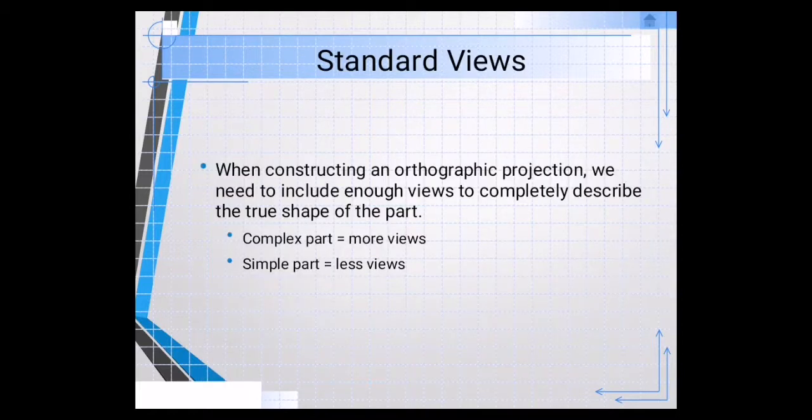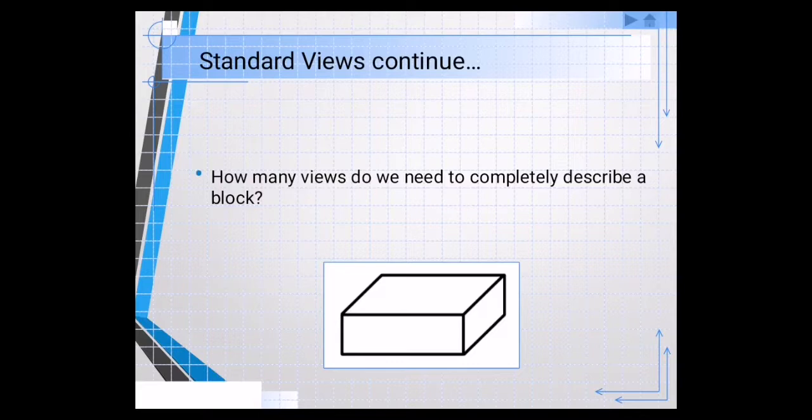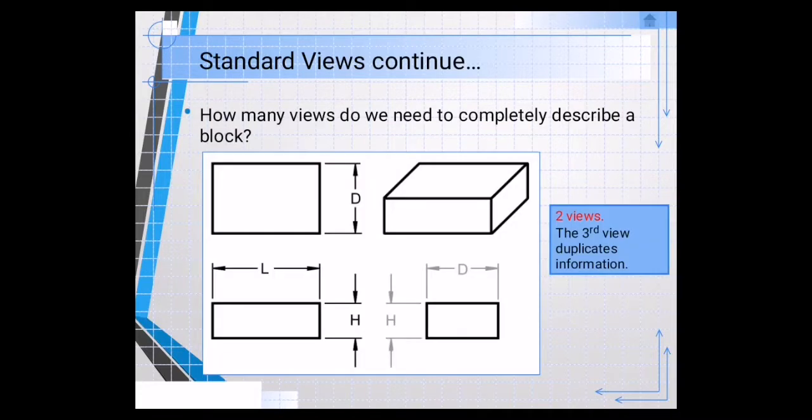Generally, a complex part means the more views we have to draw, and for a simple part we draw fewer views. Generally, these 3 views you have to draw: front view, top view, and right hand side or left hand side view. So just think about this object. How many views do we need to completely describe a block? Just see that 2 views are sufficient to describe this object, that is the top view and the front view.